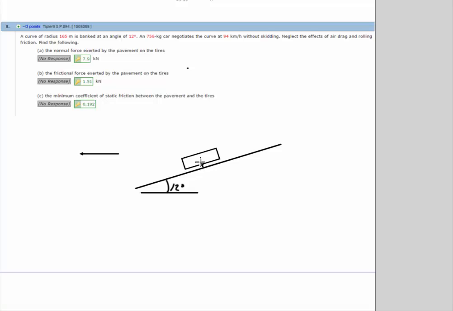You know the road's going to be pushing back up here. Now the thing about friction, you really don't know. Friction could go this way, it could go this way, or it could be non-existent if you're going the right velocity. We will play around with it, assuming worst case it's going to go down. So our friction is going to do that. So now let's go ahead and draw our free body diagram.